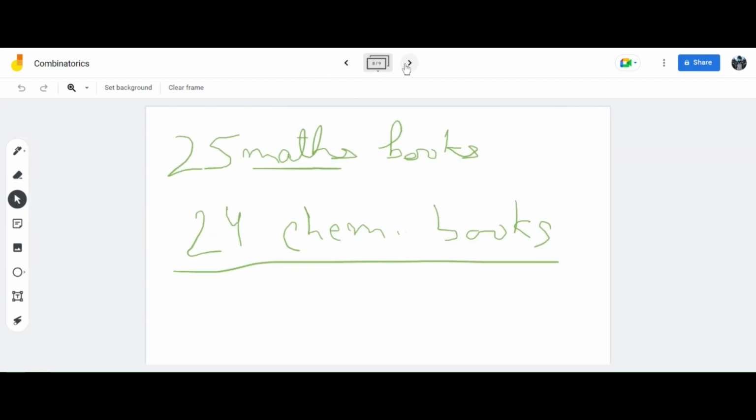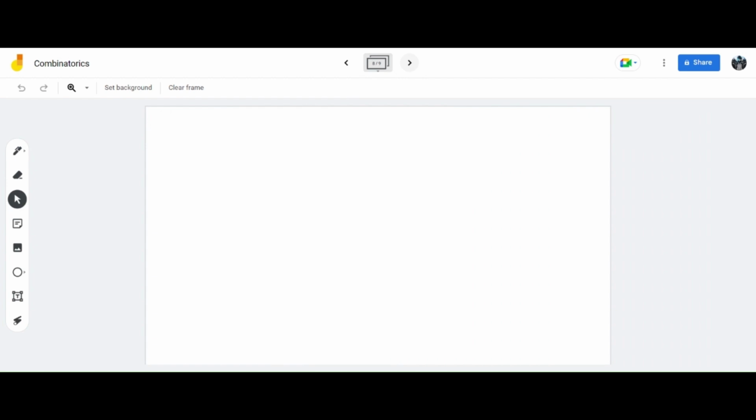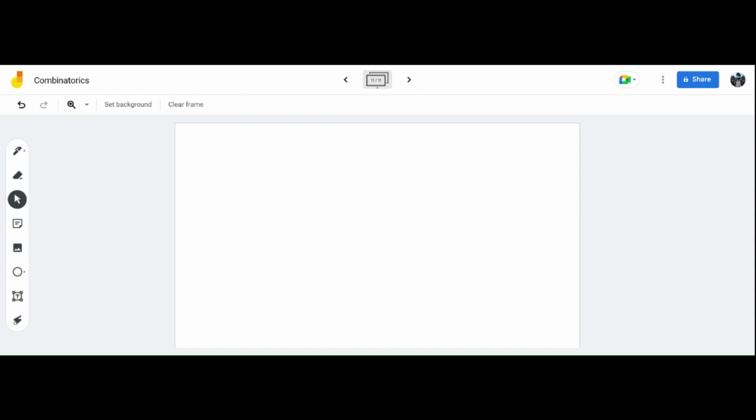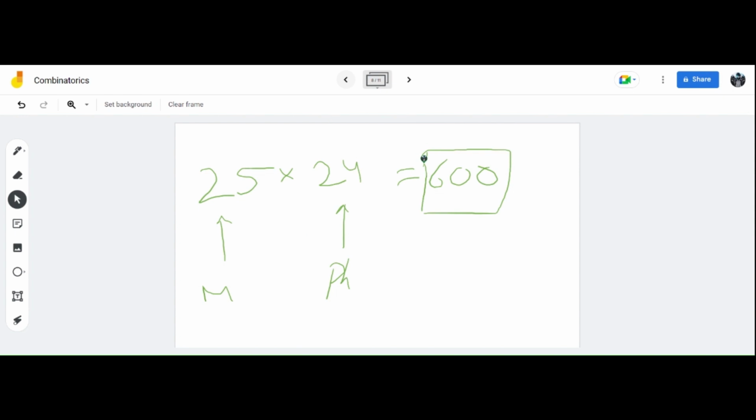the answer is kind of simple. We just have to multiply the number of events for these two actions. So 25 into 24. This is the number of actions for taking a maths book, and this is for physics book, which is equal to 600. And this is the answer. So this is the answer, 600. Okay, guys, let's move forward to our next question.